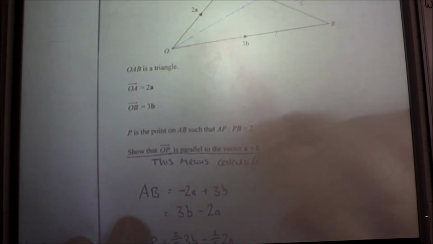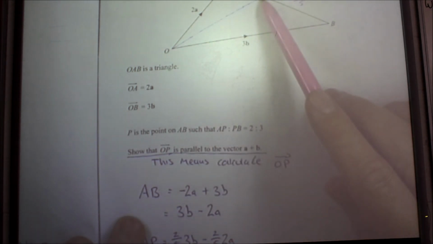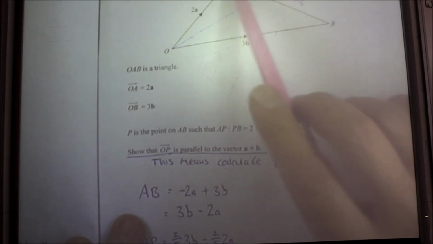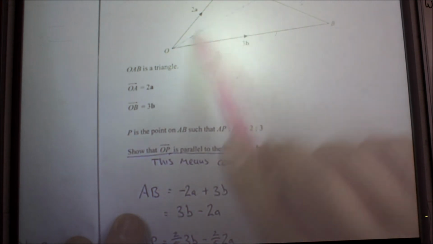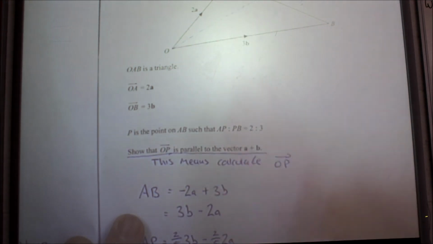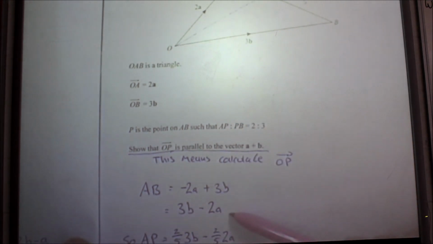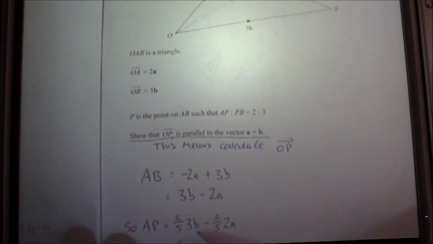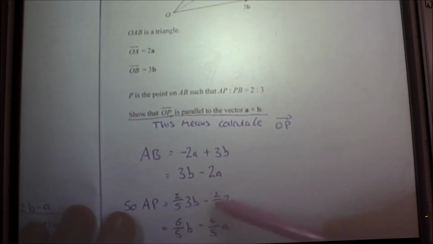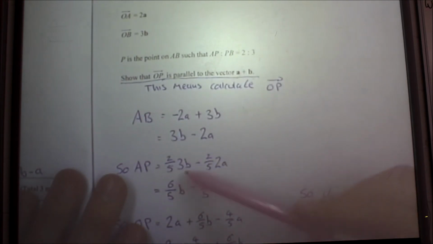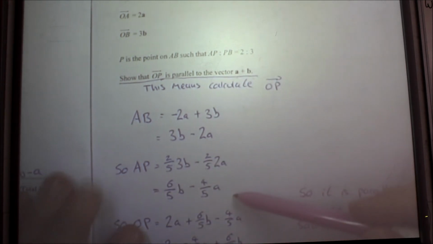Right, to go from O to P, we're going to work out what A to B is first of all, and that is minus 2A add 3B. So it's down there, along there. So minus 2A add 3B, or 3B take away 2A. So AP is 2/5 of that. So it's 2/5 3B, take 2/5 2A. 2/5 times, well, 3 lots of 2/5 is 6/5, 2 lots of 2/5 is 4/5. So that's how you go from there to there.